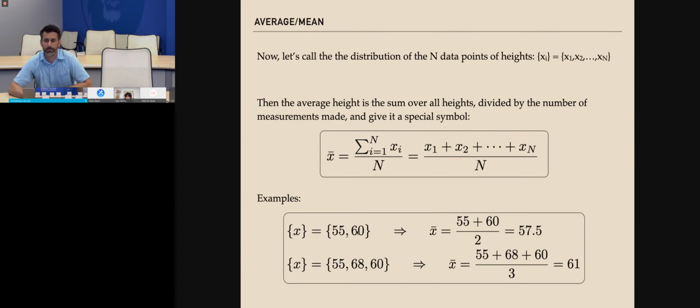And so you can use some simple examples. Let's say my data is just 2 points, 55 and 60, and I ask you, what is the average? Then you grab 55 plus 60 divided by 2, 57.5, and it's just a point that is right in between the two. Makes sense. If I have 3 points, then I just do the same thing. I get 55 plus 68 plus 60, all divided by 3, the number of data points. And I get 61. Easy enough.